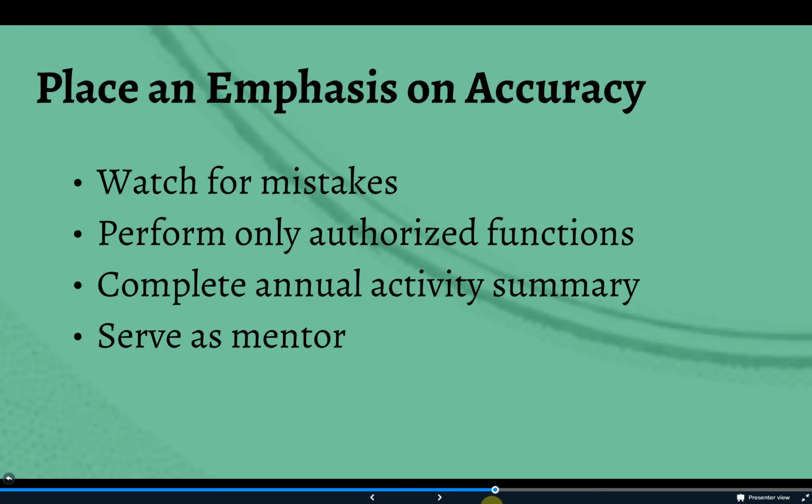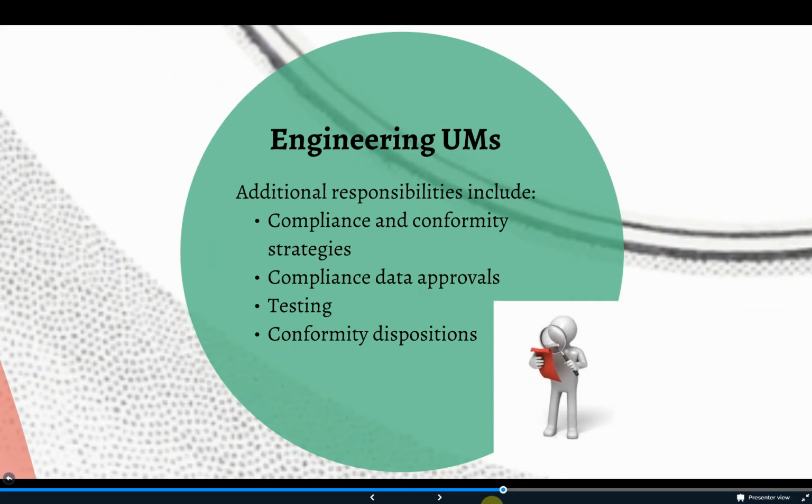More specifically for engineering unit members, or EUMs, in addition to the responsibilities already mentioned, you're also expected to assist in identifying the proper compliance path and conformity requirements for a project, to review and approve compliance data when appropriate, and sometimes to support conformity inspections only. These are function codes 11.010, 40, 50, 11.130, 60, and 11.070.